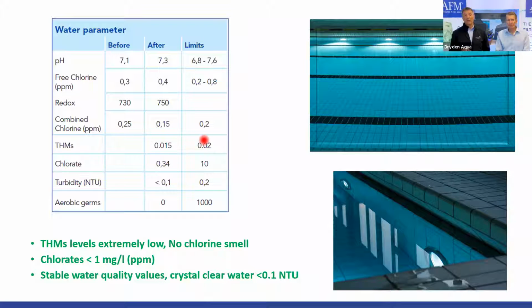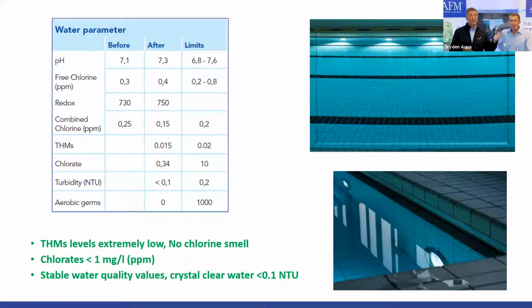You see, we have a combined chlorine of 0.15. The maximum value we are allowed to have is 0.2. Redox potential 750 with a free chlorine of 0.4, pH 7.3. Trihalomethanes 15, the limit value is 20. I mean, this is milligrams, but usually you measure them in micrograms. These are very, very low numbers. This is really safe water. Here you also can make a baby swim.